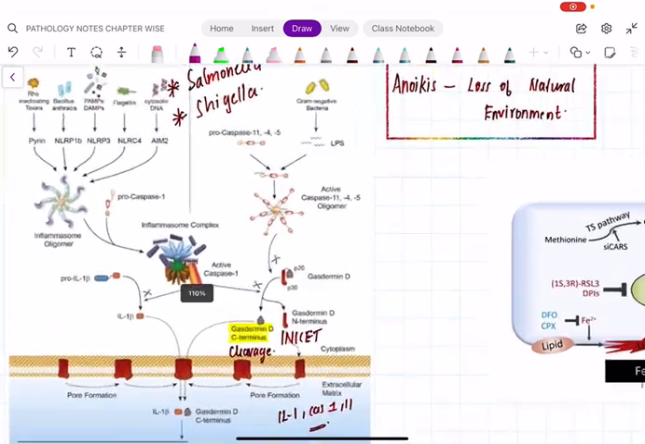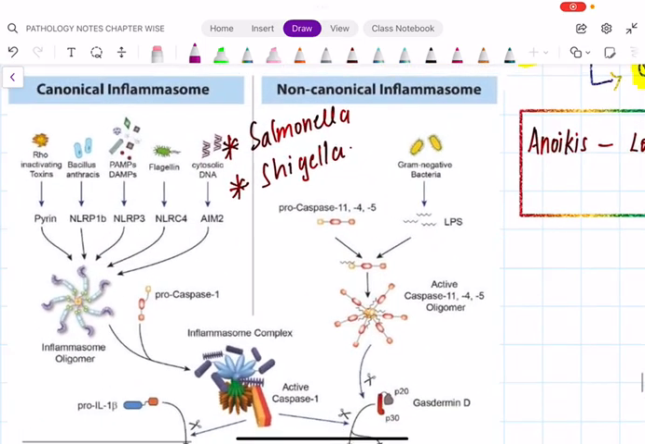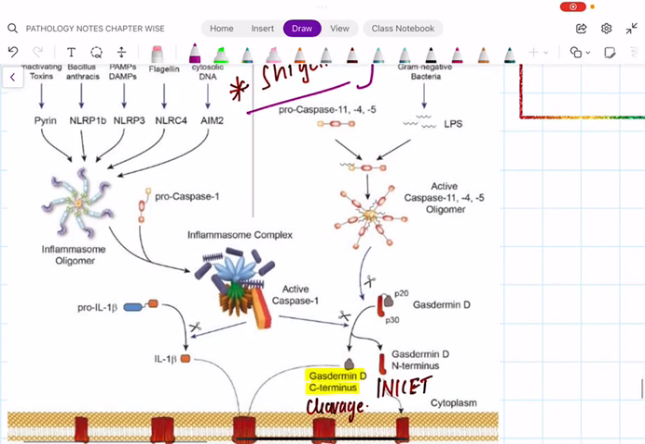Let us see this pyroptosis in detail. Just forget what is canonical and non-canonical. Some bacteria like Salmonella and Shigella are the two important bacteria. Like I told you, cytomegalovirus uses necroptosis; similarly, Salmonella and Shigella both use this pyroptosis pathway, where procaspase 1 will be converted into active caspase 1.